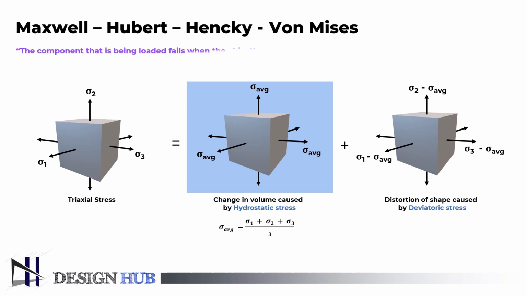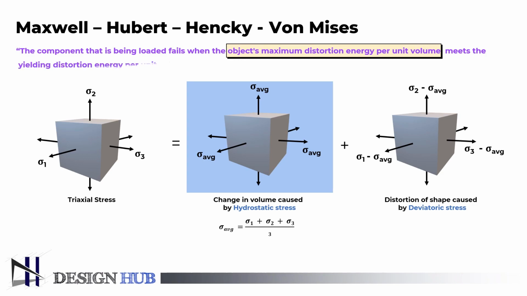The von Mises theory states that a component fails when the object's maximum distortion energy per unit volume meets the yielding distortion energy per unit volume. This can happen when a component is loaded biaxially or triaxially. The maximum distortion energy theory is another name for it.